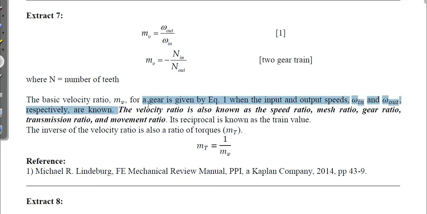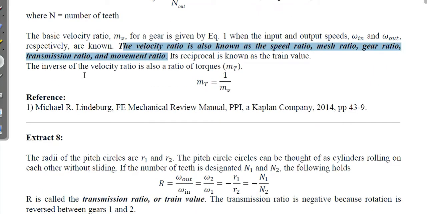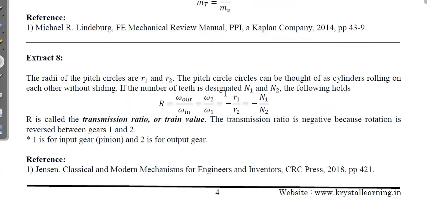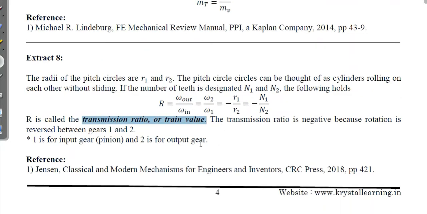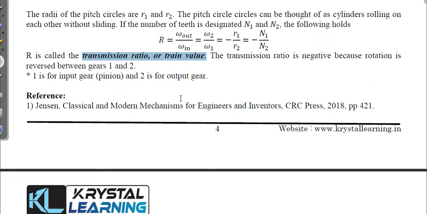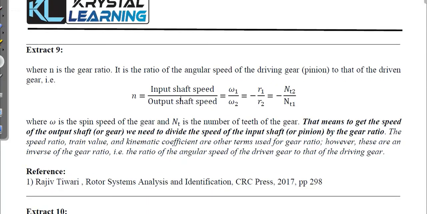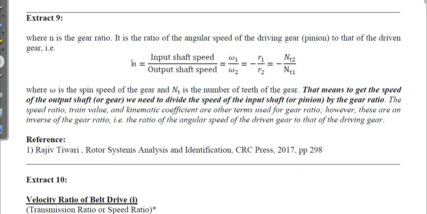So now this author is saying velocity ratio is also known as speed ratio, mesh ratio, gear ratio, transmission ratio, movement ratio. For this author, everything is the same. Okay, it is defining a new term, that is the inverse of velocity ratio, that is the ratio of torque. So for this other extract, transmission ratio or train value is the same, but this author has velocity ratio, transmission ratio. Okay, so this is defined here. So confusion can be in names also, but that is the later part. So there is another extract: gear ratio is input shaft upon output shaft.